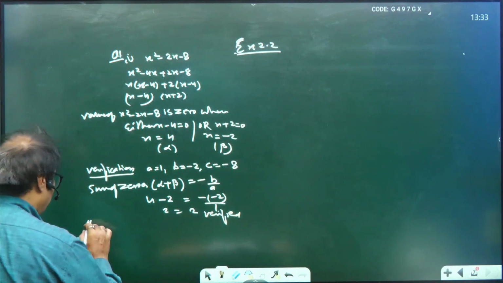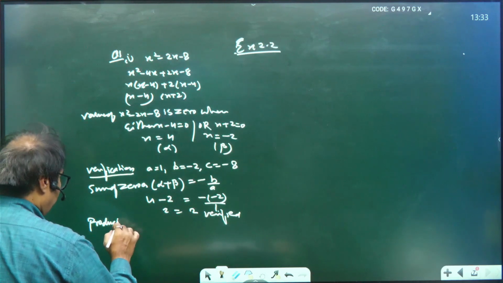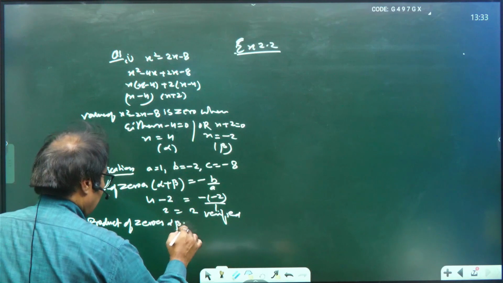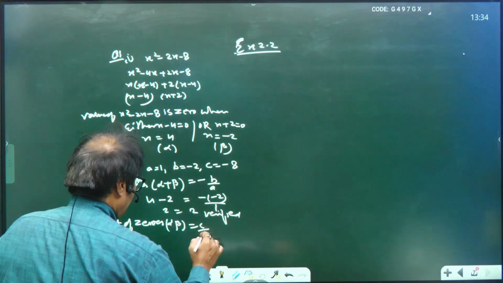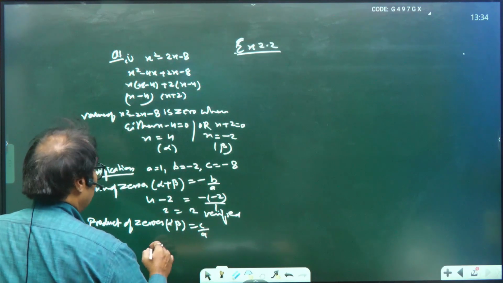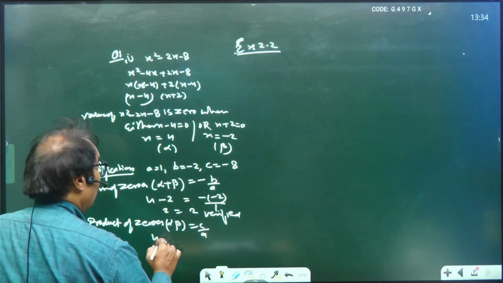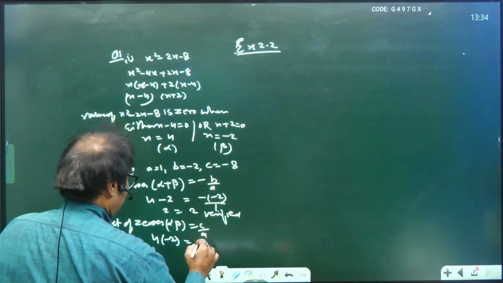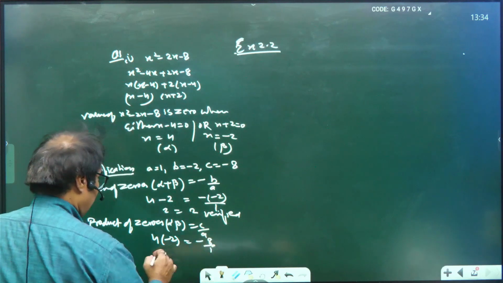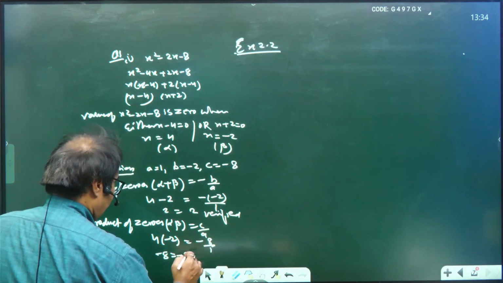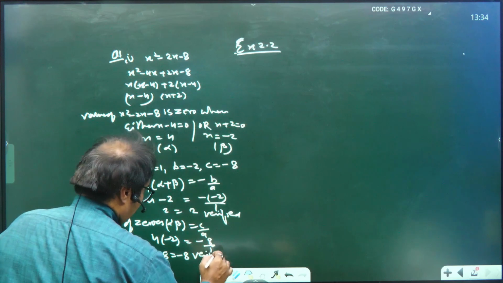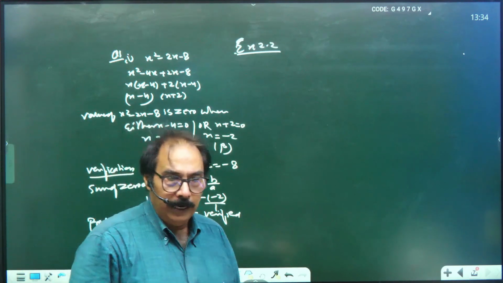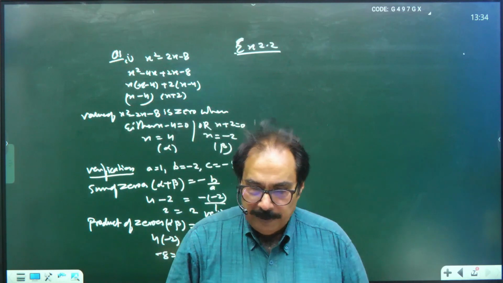Okay, now the product of zeros, that is alpha beta, and the relationship says c by a. What is the alpha value? That is 4, and the beta value is minus 2, and the constant c is coming minus 8 and a is 1. So it is minus 8 is equal to minus 8, and hence it is also verified. So in this way we will find the zeros and we will find its verification.